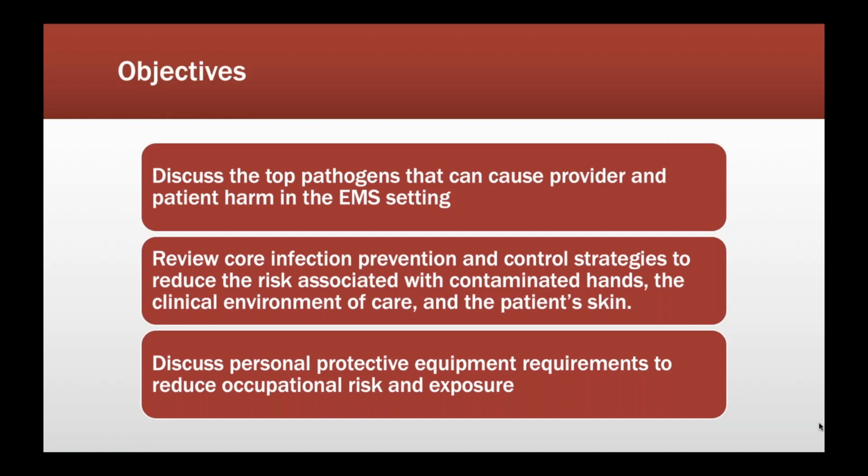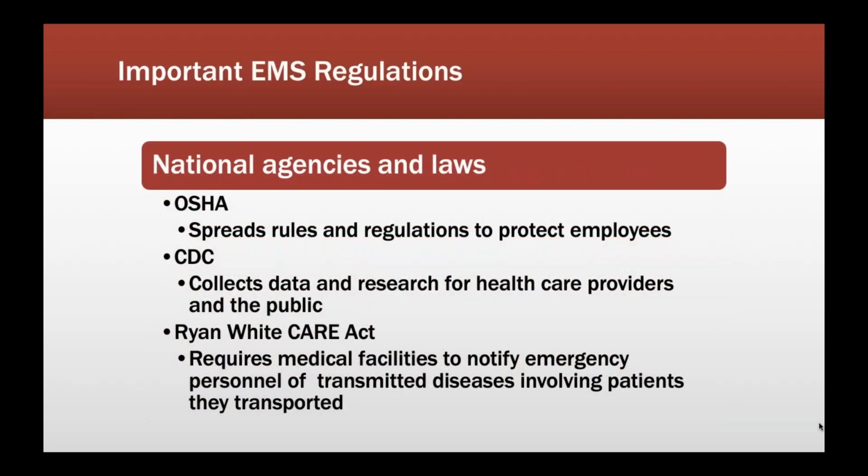The objectives of this program are to look at the top pathogens that we see most commonly in the EMS environment that could cause harm either to us as providers or to the patient. The second objective is some basic infection control strategies that will help reduce the risk associated with the three common areas of contamination that I see: the hands of ourselves as healthcare providers, the patient, the clinical environment of care, or the patient's skin itself. And then lastly, we'll review some of the basic requirements associated with personal protective equipment so that we can reduce occupational exposure to ourselves and others.